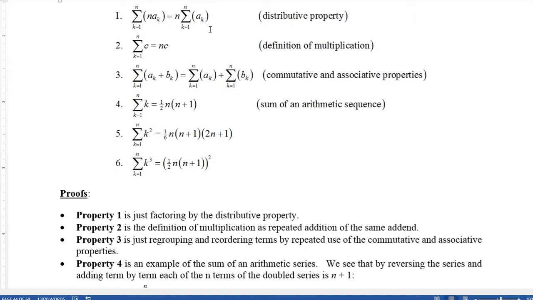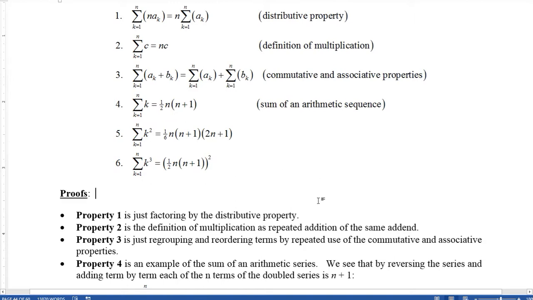The third one is a repeated application of the commutative and associative properties. And if it's a finite sequence, a finite series like this, we can, in fact, do this. In other words, if you have a1 plus b1 plus a2 plus b2 plus a3 plus b3, you can reorder it so you can add all the a's together and add all the b's together and then add those two sums together. That's what that one's saying. So, not much proof needed on those.